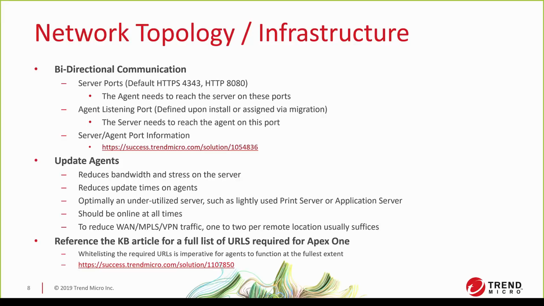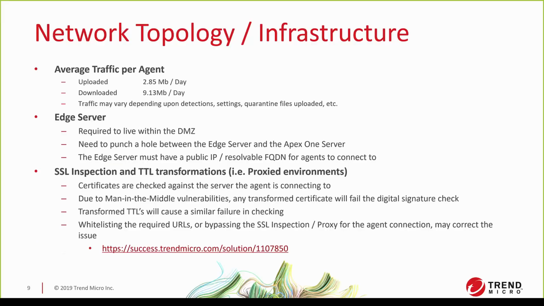Another important part is the agent's ability to work at its fullest extent. It does need to reach certain URLs on the internet, and a list of those URLs is located within this knowledge base. There's a lot of conversation about how much traffic is generated by an agent per day. We've done a little bit of studying, and we found that about 3 megabytes on an Apex One agent is uploaded per day and about 9 down per day.